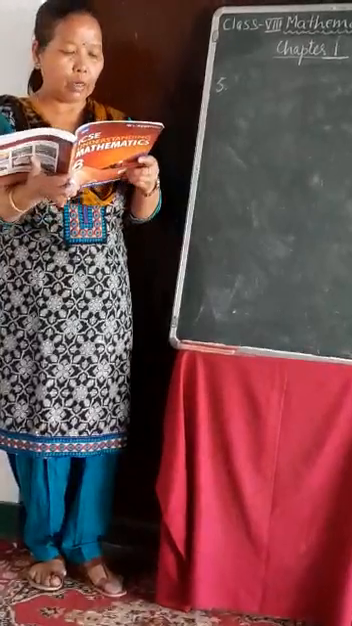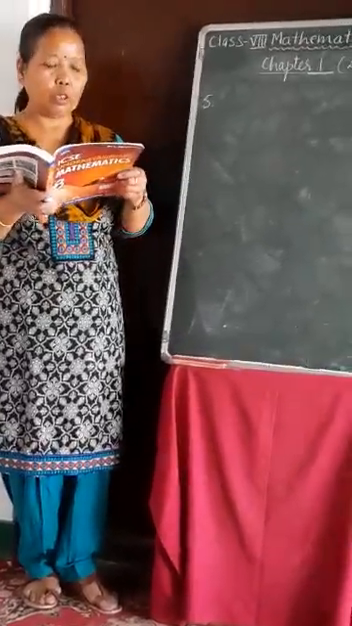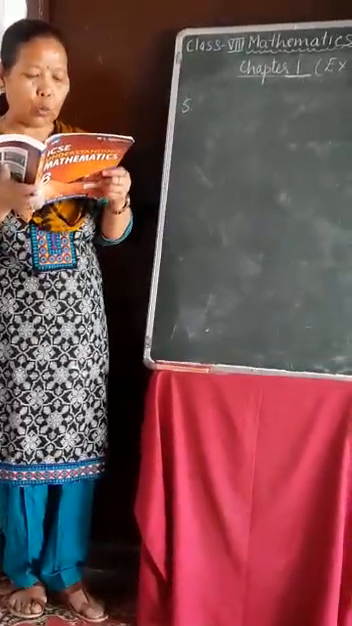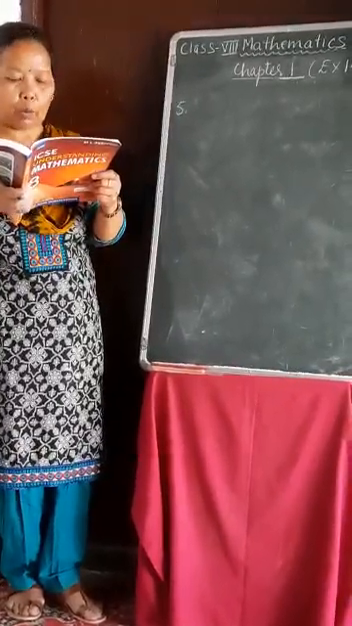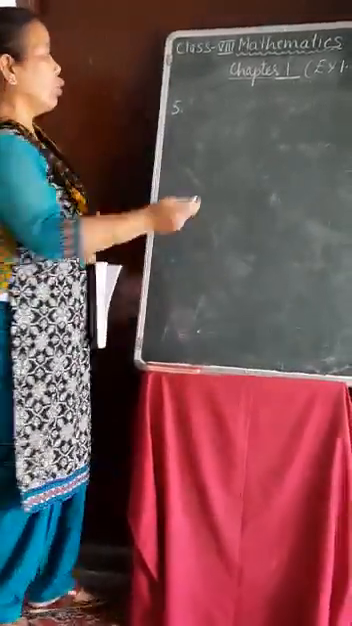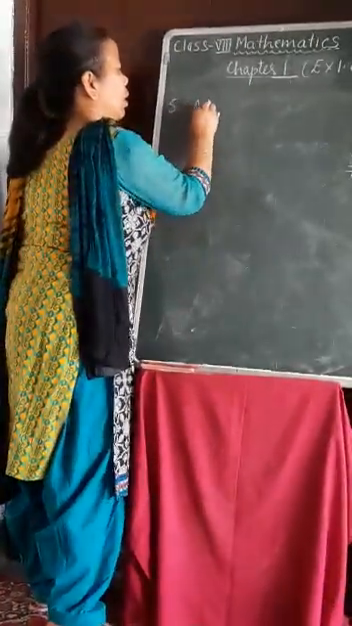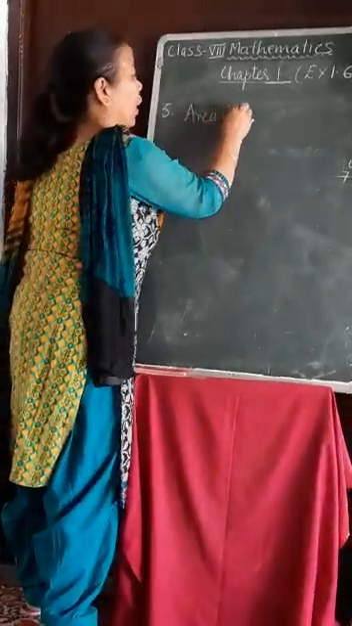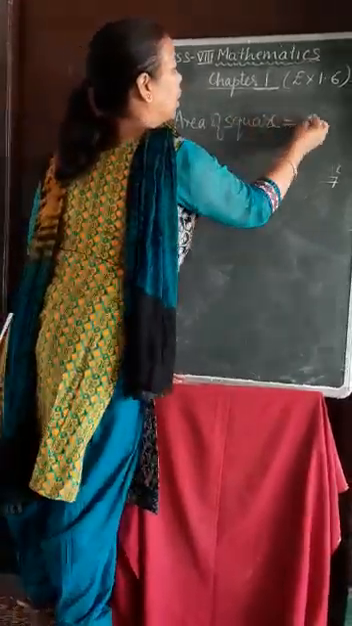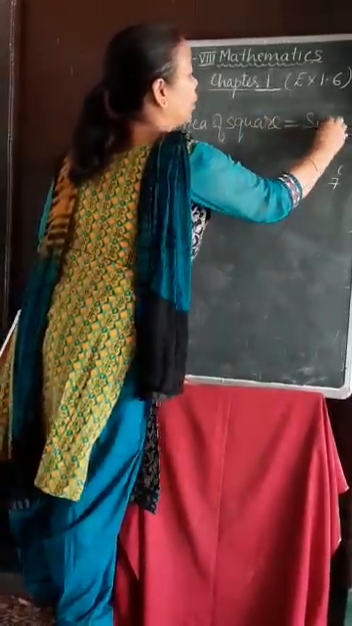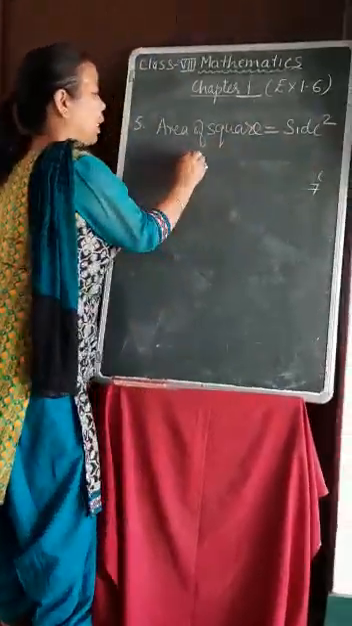Now I am explaining question number 5. In this question, you have to find the area of a square lawn whose one side is 5 whole number 7 upon 9 meter long. So, area of square. What is the formula of area of square? This is equals to side square. Side square means side multiplied by side.